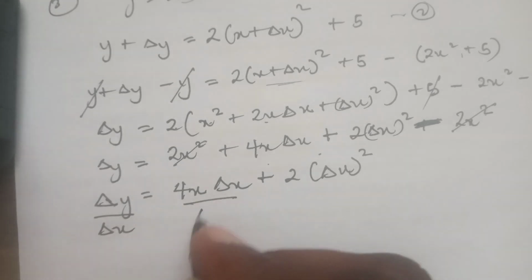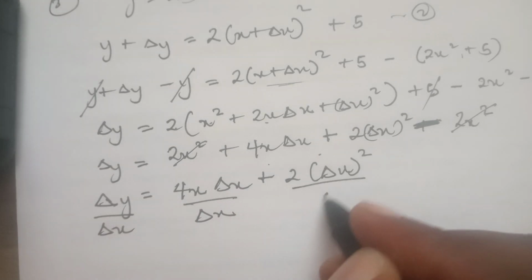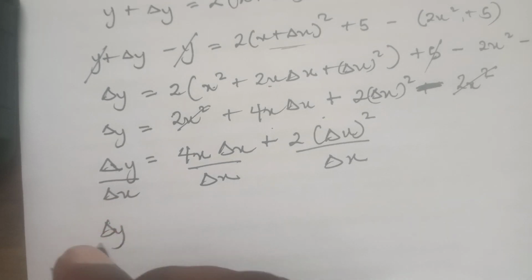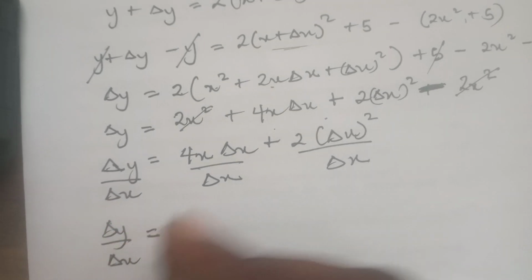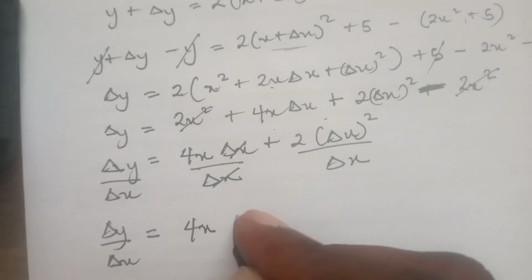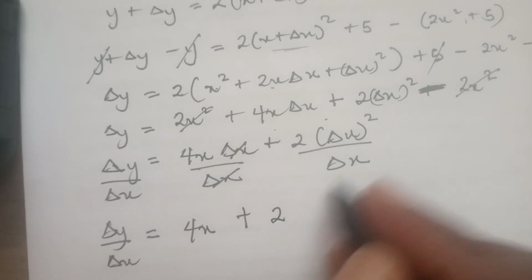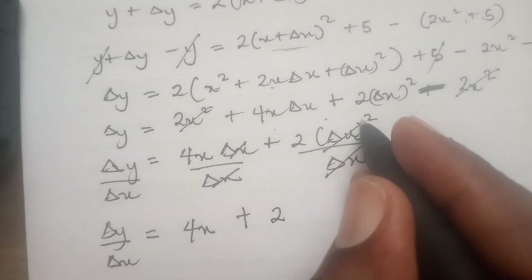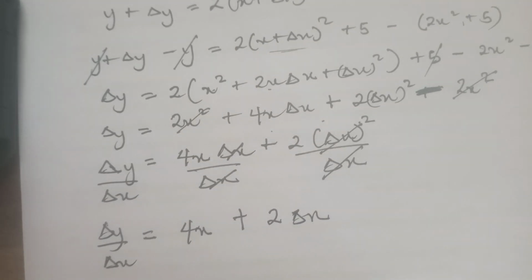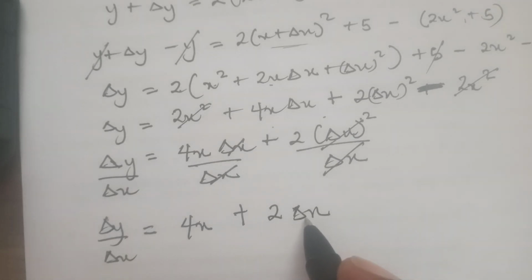So delta y over delta x equals, this delta x will cancel delta x, so we are left with 4x here plus 2 into, one will be left here, delta x. So again, we still have delta x left here, so we have to set the limit to 0.